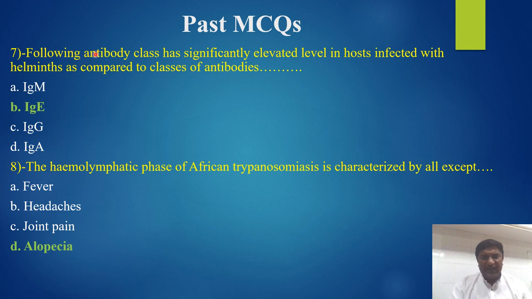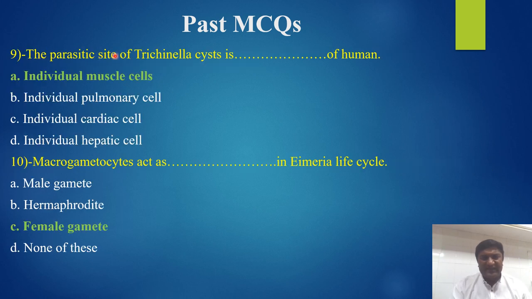So the following antibody class has significantly elevated level in hosts infected with helminths as compared to the classes of antibodies dash: IgM, IgE, IgG, IgA. So this answer is the IgE. The hemolymphatic phase of African trypanosomiasis is characterized by all except: fever, headache, joint pain, alopecia. So this one is the answer. So the parasitic site of Trichinella cysts is dash of human: the individual muscle cells, individual pulmonary cell, individual cardiac cell, individual hepatic cell. So the individual muscle cell is the answer.